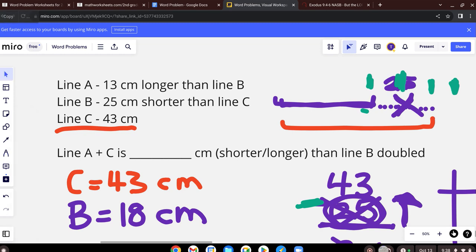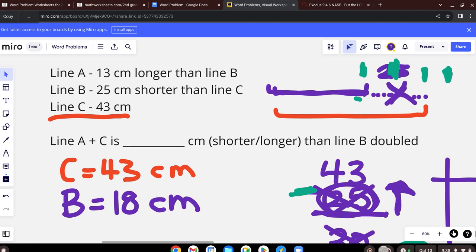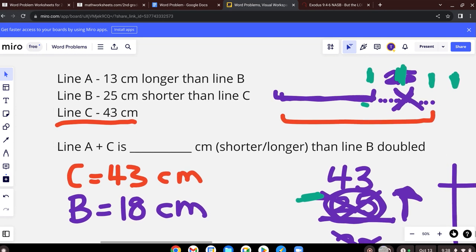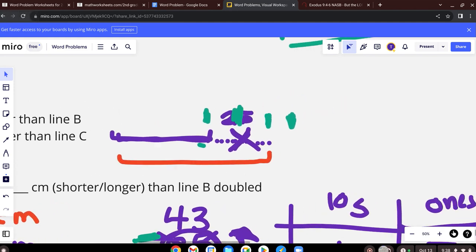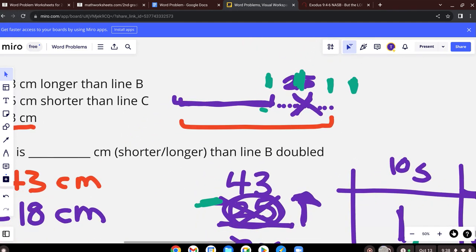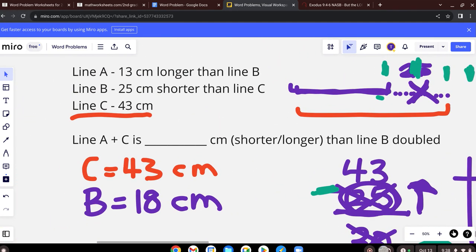Line A is 30 centimeter longer than line B. So how do we calculate that? What do we know now? That line B is 18. Yes, we know that line B is 18 centimeter.